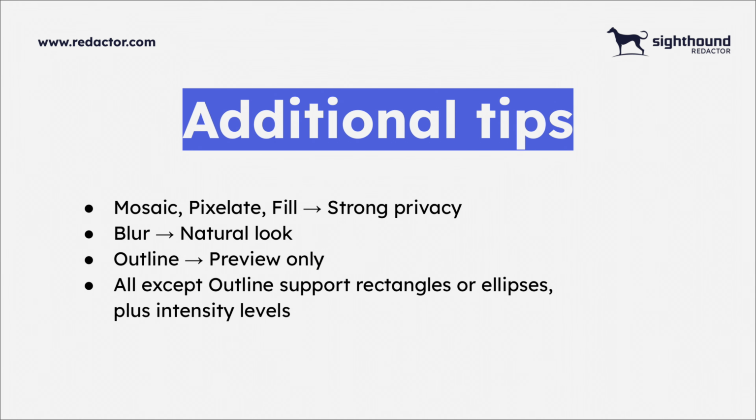Each style has its place. Mosaic, Pixelate, or Fill are strongest for privacy. Blur offers a softer, natural look, and Outline is best for previews. All styles except Outline support both rectangle and ellipse shapes, with low, medium, and high intensity options.